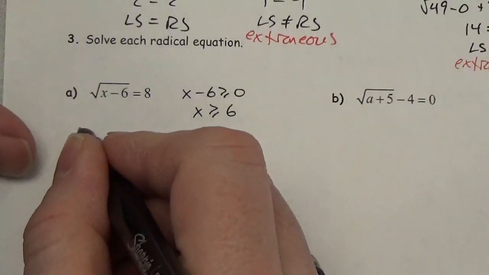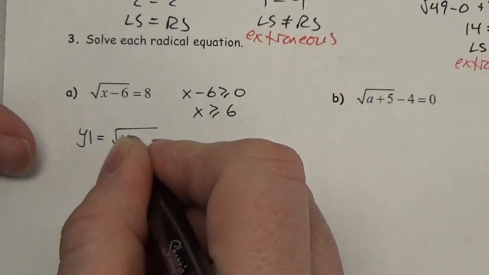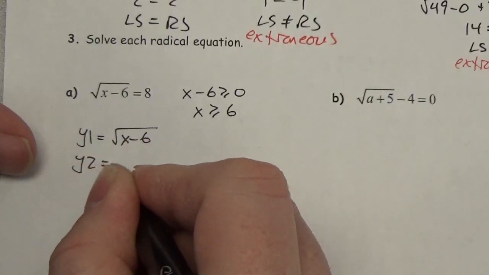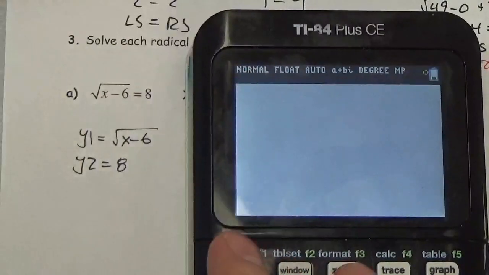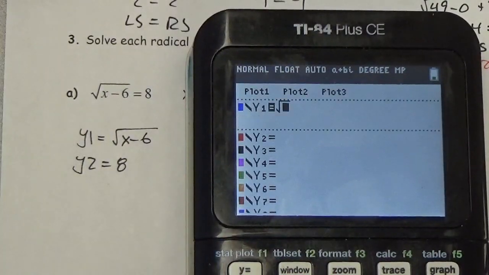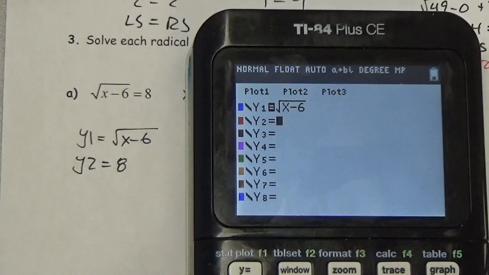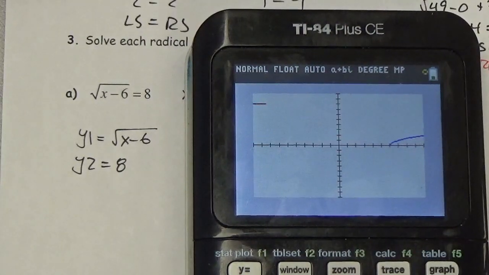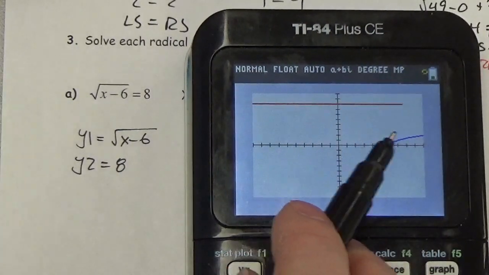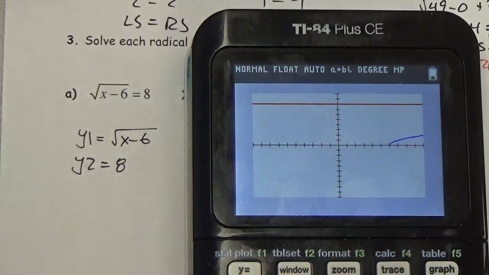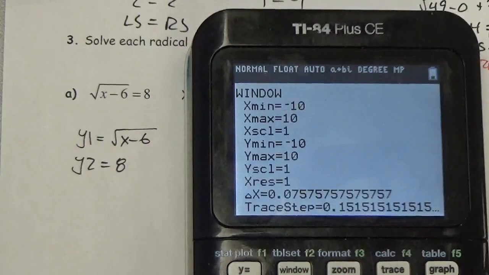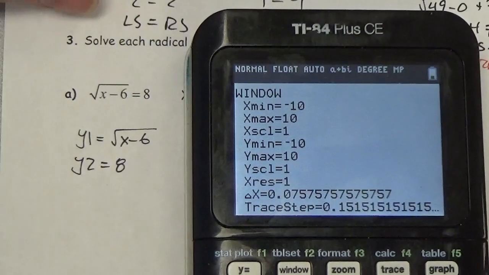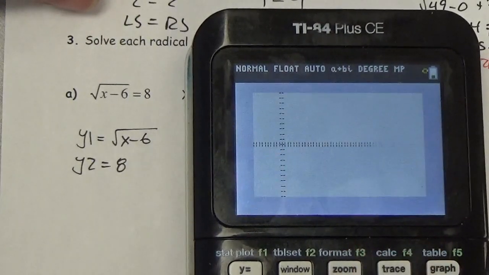So now I'm going to let y1 equal the root of x minus 6. I'm going to let y2 equal 8. So let's take a look at what that's going to look like. So it'll be the square root of x minus 6 and then 8. So let's graph that. Oh, look at that. Well, they are not going to meet anytime soon here, so I've got to change that window setting. I've got to make that x max a fair bit bigger. Let's make that 50. We're just guessing here.